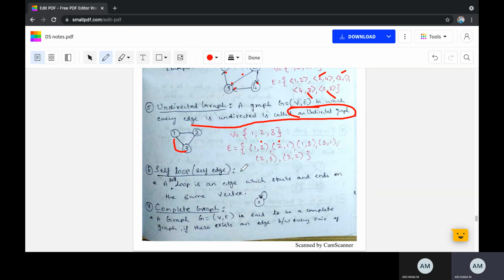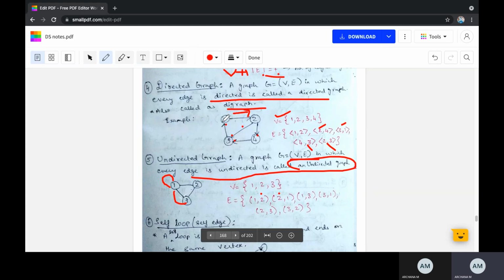Then we have self-loop. What is this? A loop is an edge which starts and ends on the same vertex. For example, look here, there is one graph over here. I'll write a loop over, I will write an edge with this itself. So it will start at one and end at the same. That is known as a self loop.